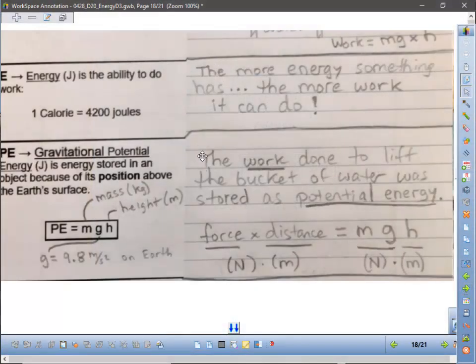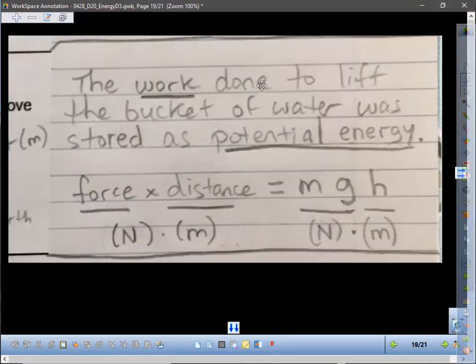Alright, so putting together what we had from above, the work done to lift the bucket of water was stored as its potential energy. So they go together. The force times the distance that you did for the work, the newtons times the meters, equals mgh, the weight times the height, meters, newton meters. So they both work together, both newtons times meters, and this is the work done to lift something, and this is the energy stored when you lift something. So they're very similar equations. So let's go ahead and copy that in our notes.